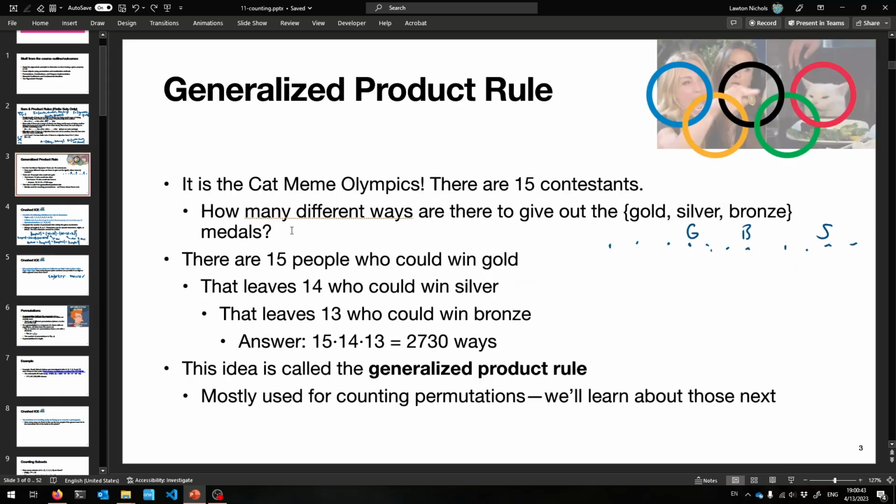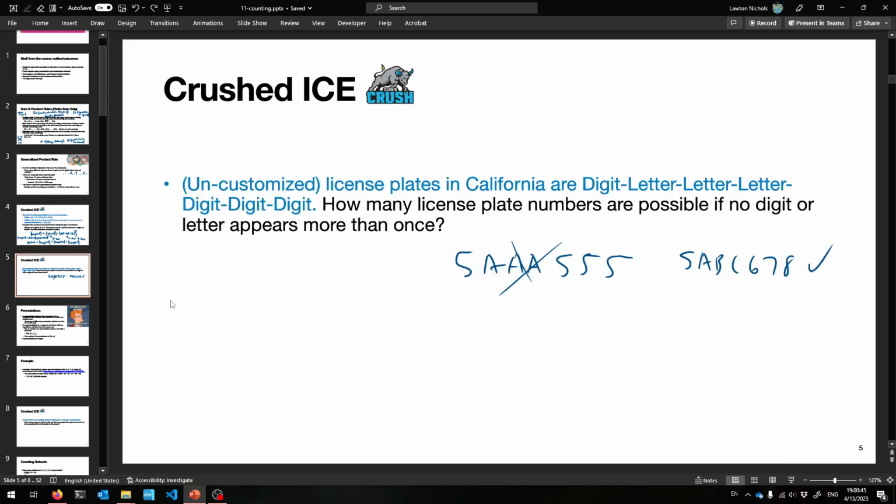And so again, it's going to be a use of the generalized product rule. How many options are there for digits? Like 0, 1, 2, all the way to 9, right? Those are 10 total to start with. And how many letters do you get? A, B, C, dot, dot, dot, all the way to Z. You have 26 of those total.